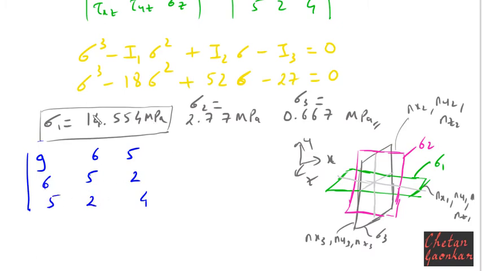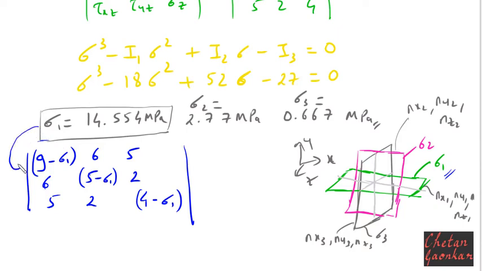Since we are now finding the direction cosines of the first principal stress, what I will do is subtract the value of sigma 1 from all three normal stress components. Why? Because at present I am trying to find nx, ny, nz, the direction cosines for the first principal stress, or the direction cosines of the first principal plane. Because of this, I will subtract the value of sigma 1 from all three normal stress components. Okay, now once this is done, let me simplify this.